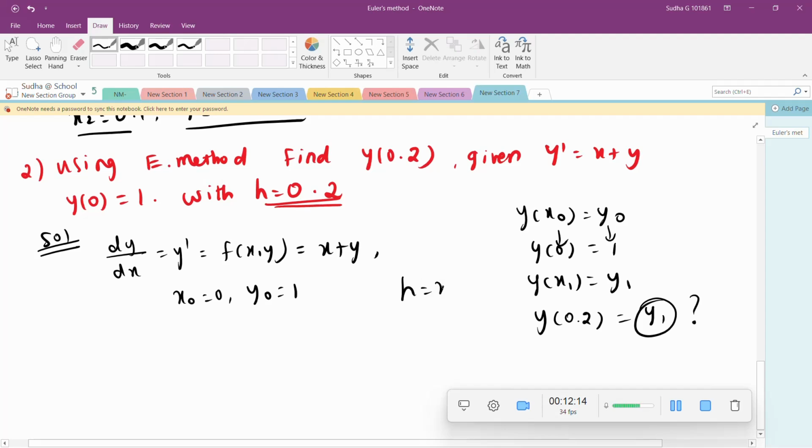So here h value x1 minus x naught. So h equal to x1 value 0.2, x naught value 0. So h value 0.2. In case if it is not given h value, then need to use this formula x1 minus x naught, this formula. So here already given h 0.2.